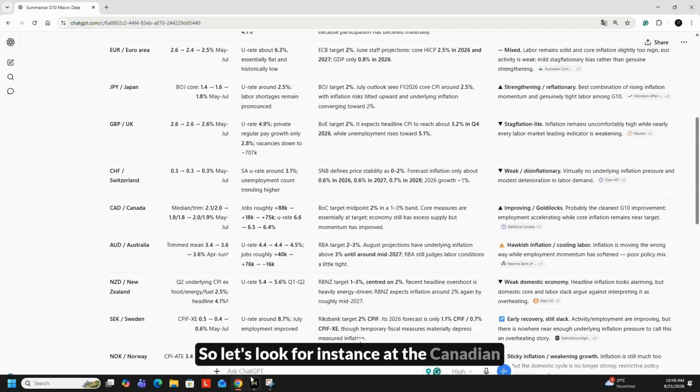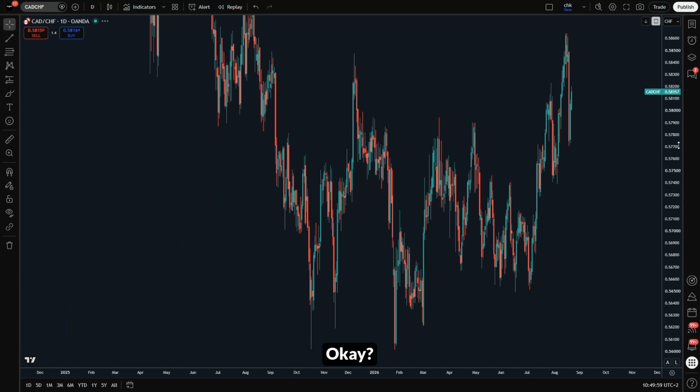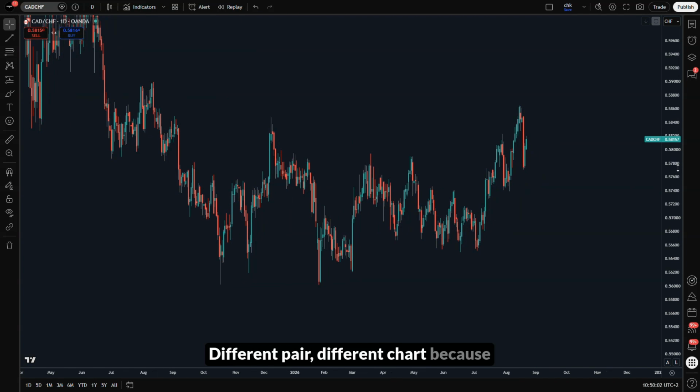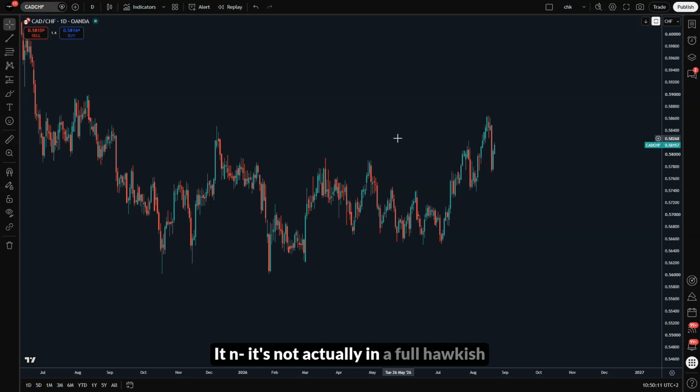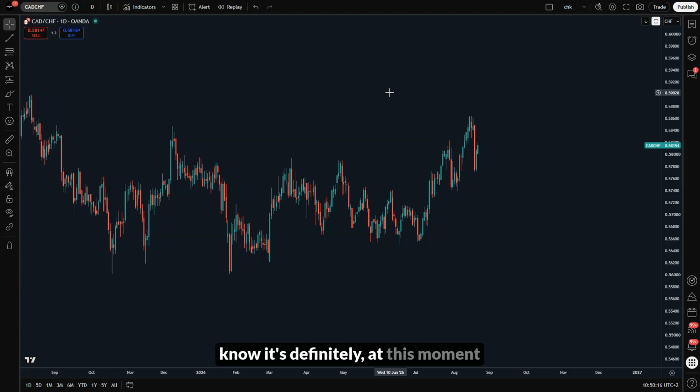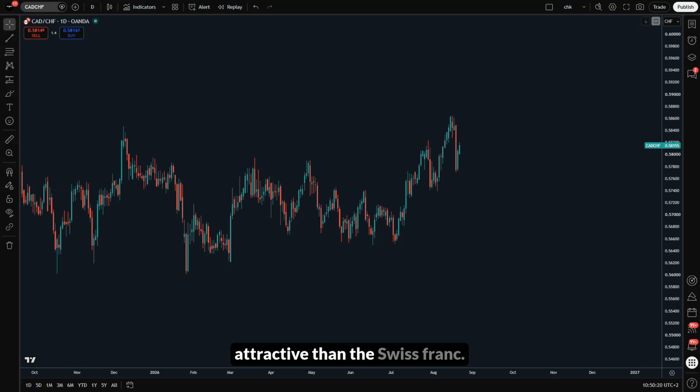So let's look, for instance, at the Canadian dollar against the Swiss franc now. Okay, different pair, different chart, because the Canadian dollar has not been in a hawkish context previously. It's not actually in a full hawkish context right now either, but we know it's definitely, at this moment in time, better positioned, more attractive than the Swiss franc.